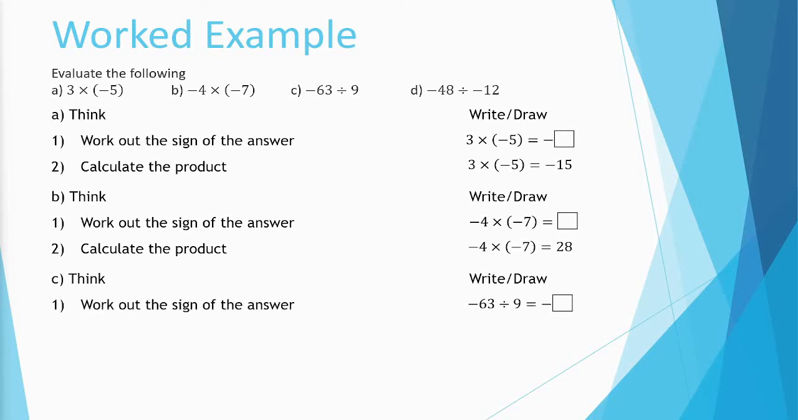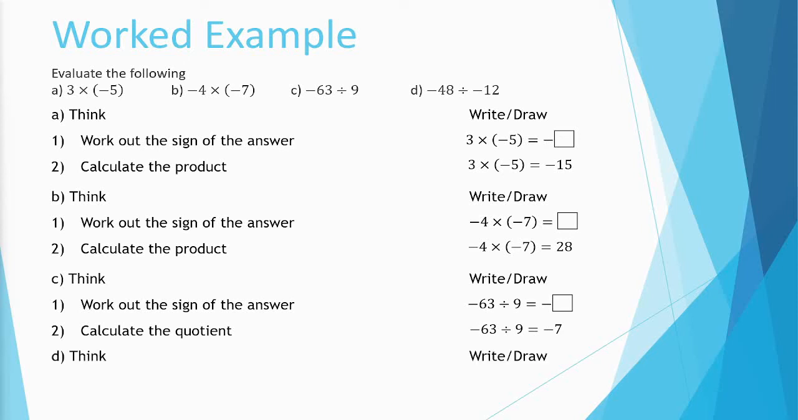So again, I'm going to work out the sign for the answer, and I can see a negative divided by a positive, and that negative divided by a positive is going to be a negative. Now, in my books, I write down that the answer is going to be a negative, so I'll put that negative sign in. Next, I'm going to work out that 63 divided by 9, and I know the answer is 7. So the final answer for this question is negative 7. So I'm going to write down negative 63 divided by 9 equals negative 7.